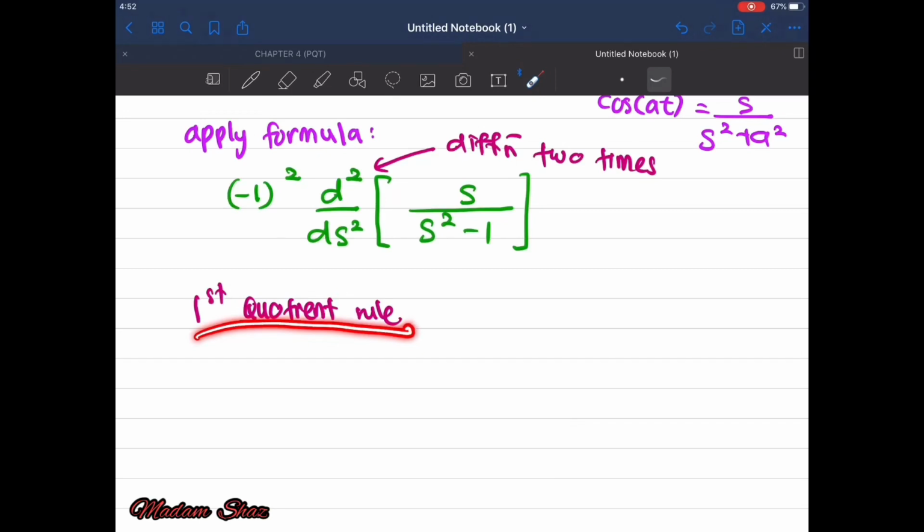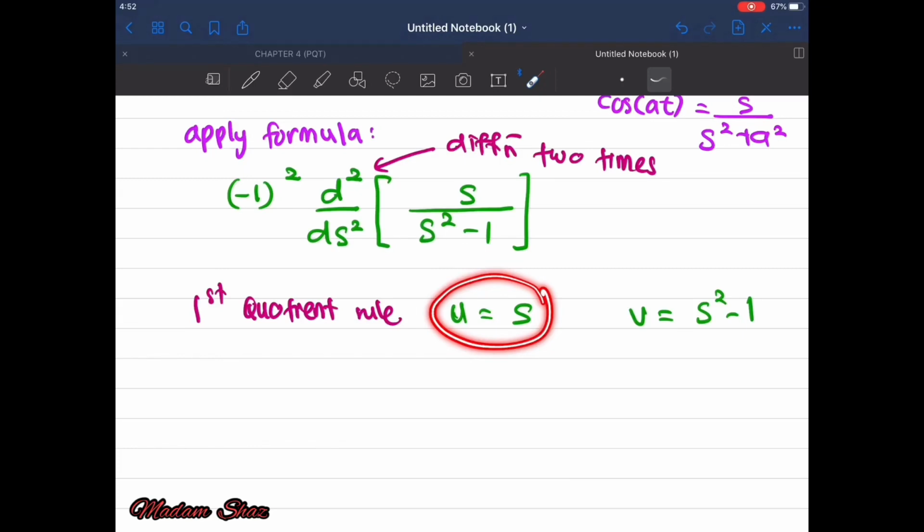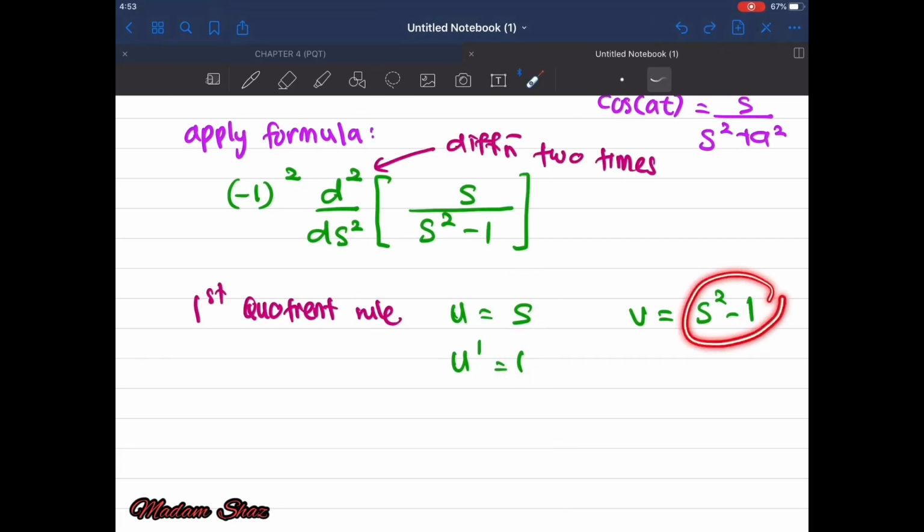So for the first quotient rule, our u is equal to s and v is equal to s square minus 1. So u is equal to s, u prime is equal to 1. Differentiate s will become 1. V is equal to s square minus 1. Therefore, v prime is equal to, differentiate s square minus 1. Differentiate s square will become 2s. Differentiate negative 1 will become 0. Now apply the formula for the quotient rule.